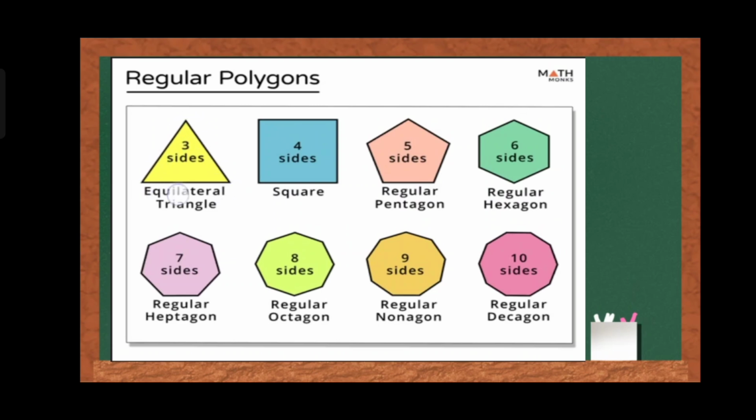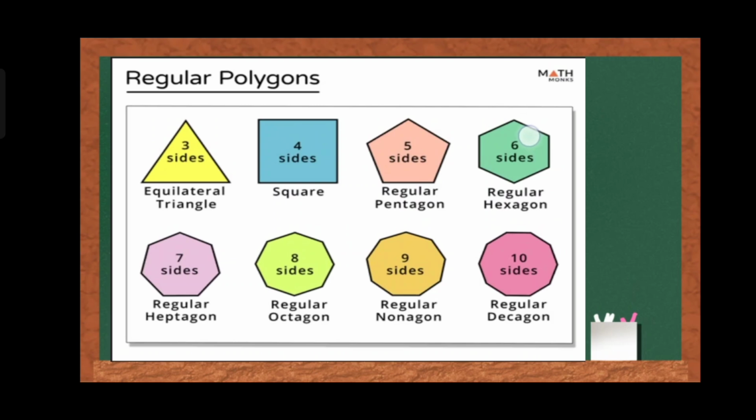First is triangle. It is an equilateral triangle, which means all three sides are equal. Then is square. We know that a square has four sides and all sides of a square are equal. Next is pentagon, five sides, and as you can see here it is written regular pentagon. It means all the five sides will be equal. The measurement of all the five sides will be equal.